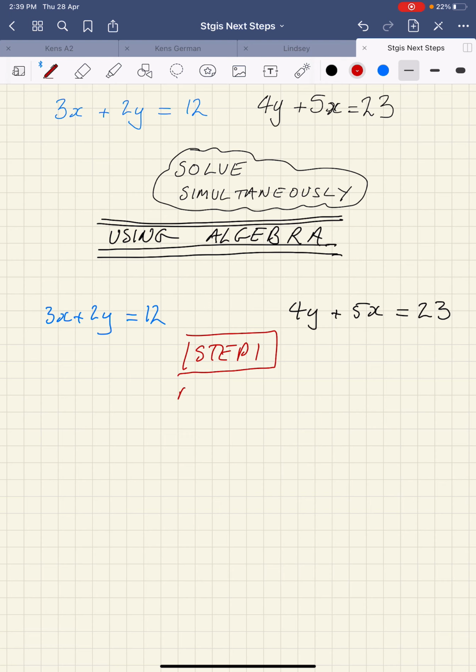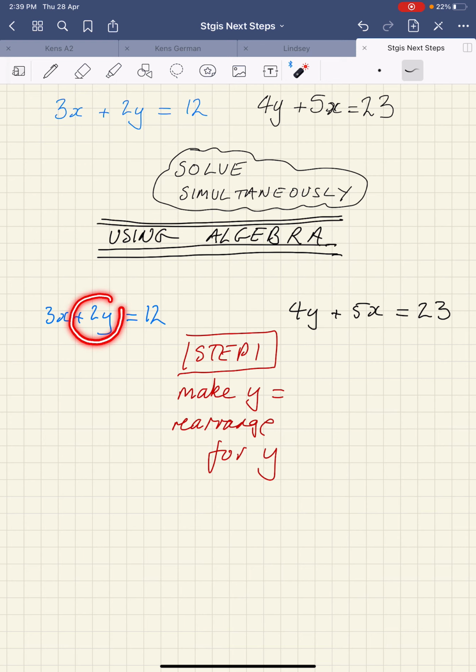And then we have to make y equals. Okay, so the maths word is to rearrange for y. Okay, so let me show you how to do that. So we look at the left equation. Here's the y. Keep that 2y together and get this 3x to 0. All right, so your first step on this left equation is to subtract 3x from the whole equation. The left-hand side becomes 2y. The right-hand side becomes 12 minus 3x.